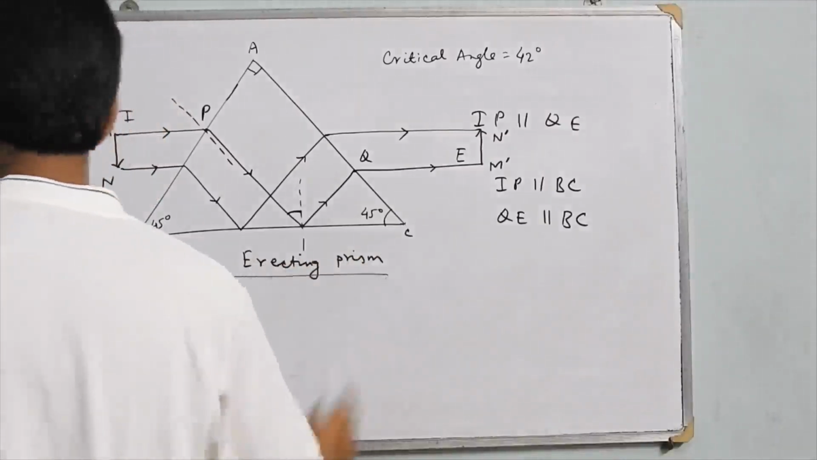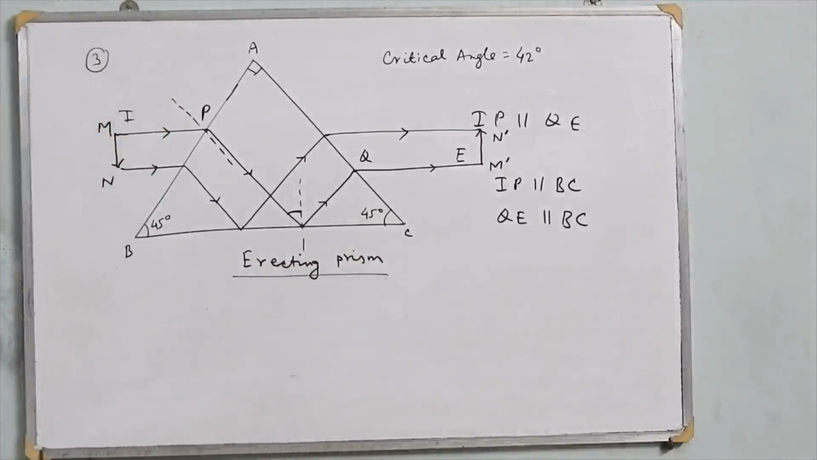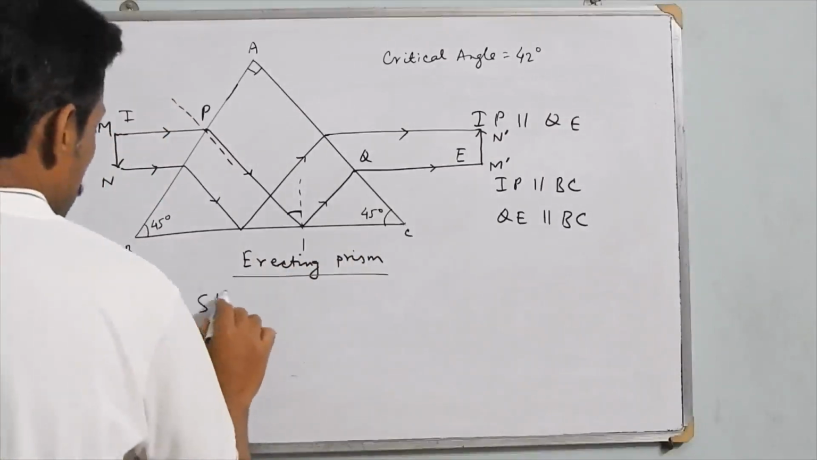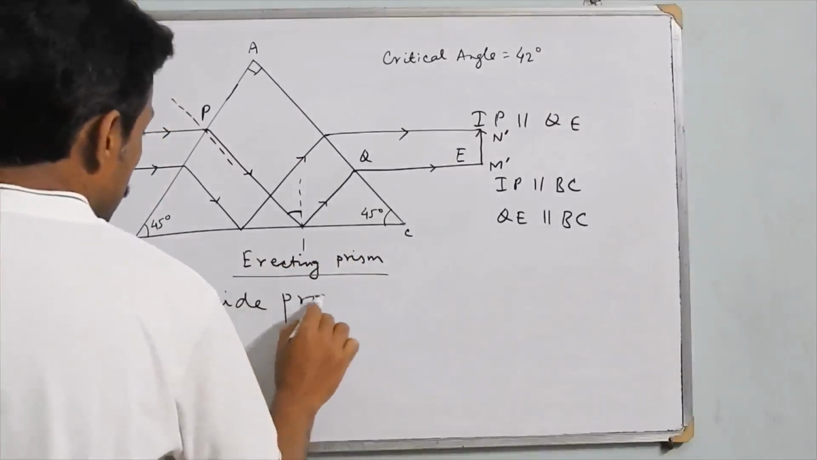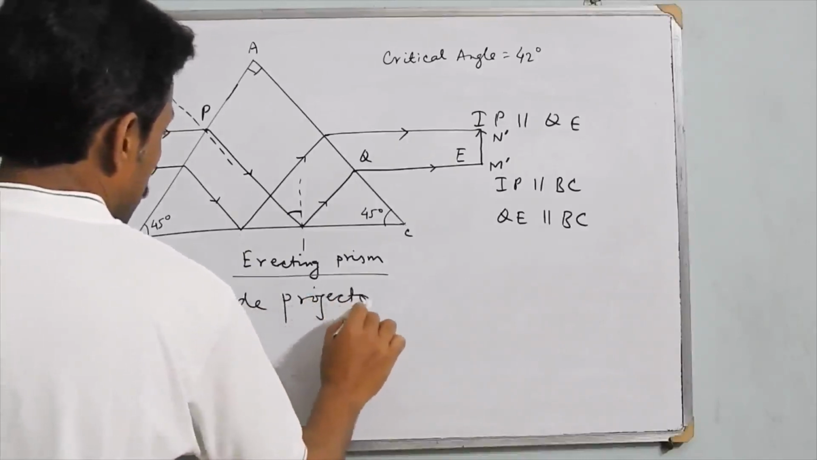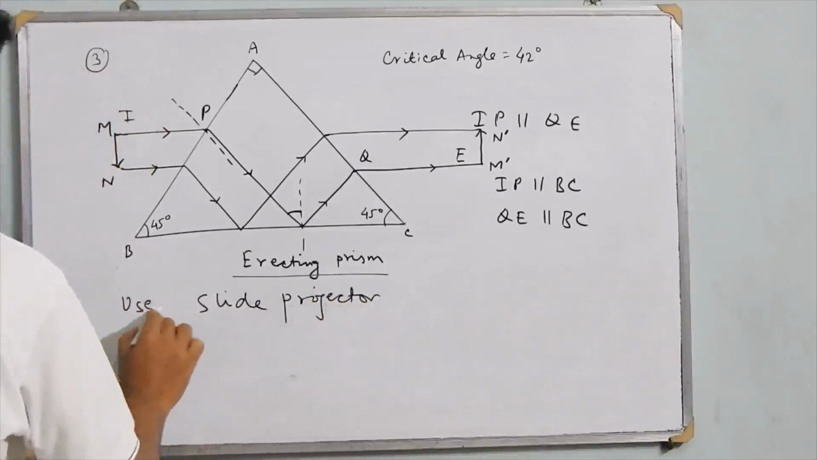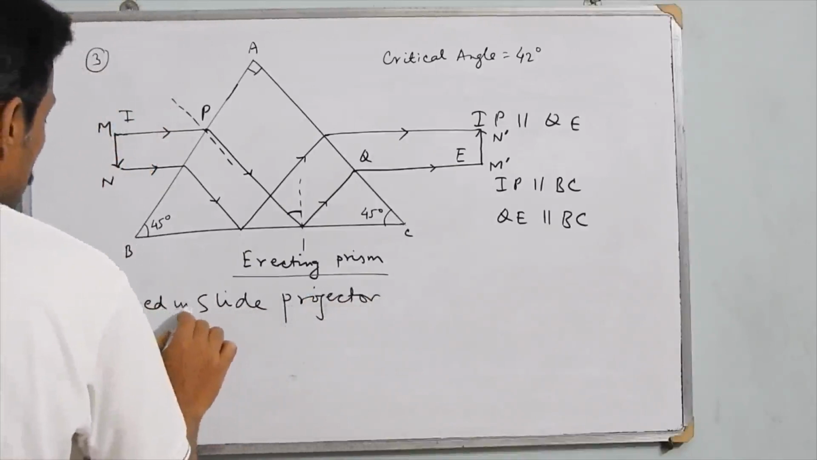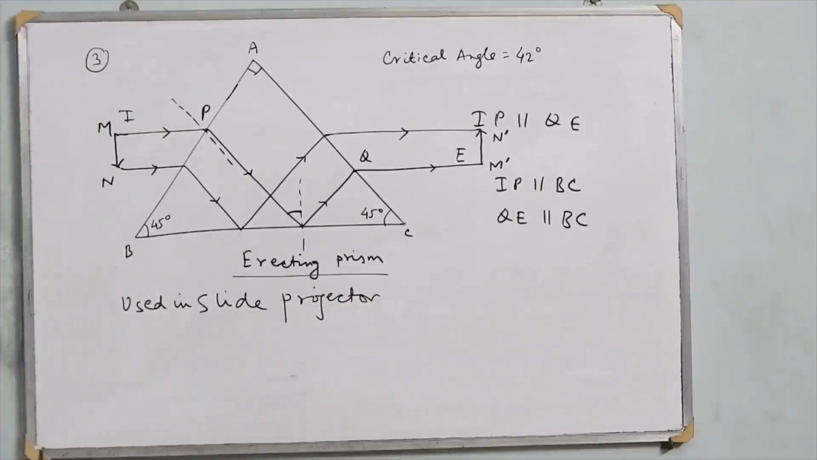And this type of prism is used in projectors. It is used in slide projector. So the erecting prism is used in slide projector. So as a result of refraction, after emergence, the rays are inverted, and so this type of application is also called as an erecting prism. So let us take more such examples.